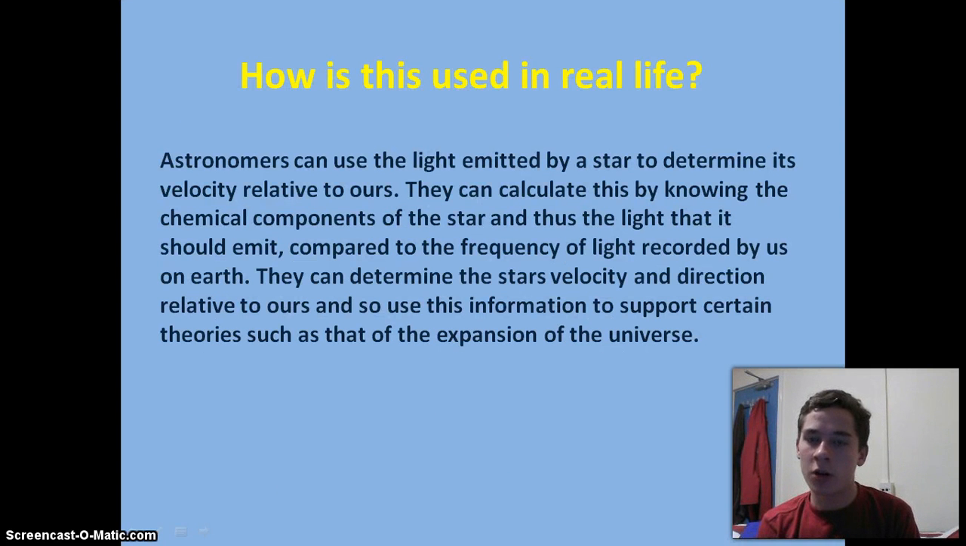Now, how is this used in real life? I looked at many ways of it being used earlier, but now I'm going to look at blue shift and red shift, used by astronomers to determine whether an object is moving away from or towards the Earth and what its velocity is relative to ours. This can be used to prove many theories, such as the expansion of the universe, as if every object in the sky is moving away from us, it can be determined that they are moving into a space, which is basically the universe expanding.